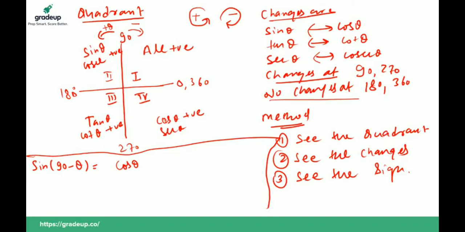But the third step is to see the sign. Just check whether sin theta is positive in this quadrant or not. Obviously, in the first quadrant, all are positive. So sin theta is positive. So this is the basic method to convert these types of questions.